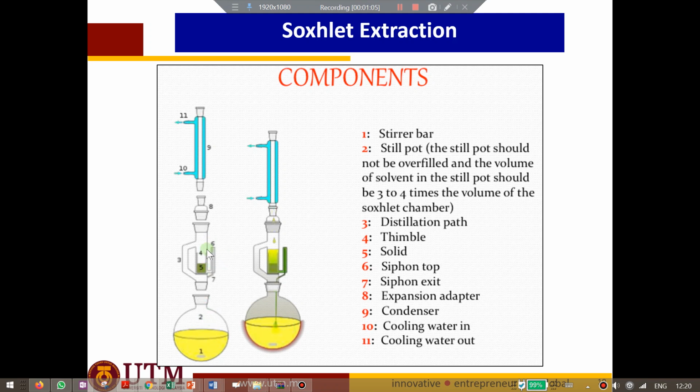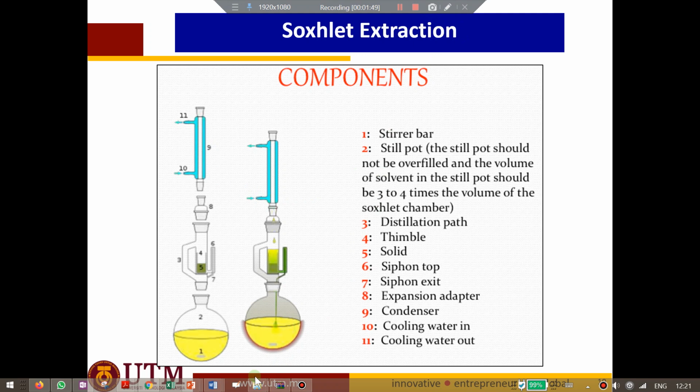Here is the siphon top, here is the siphon exit. In the middle here, we have the expansion adapter. Its function is only to connect your Soxhlet chamber with the condenser. Number 9 over here is the condenser, to condense the evaporated solvent back into liquid. Number 10 and number 11 are the cooling water in, and here is the cooling water out, for the cooling purposes, to turn our evaporated solvent back into liquid.